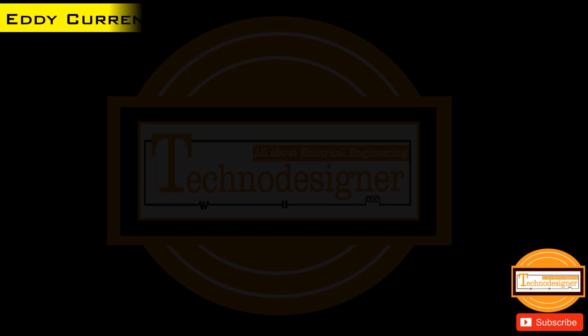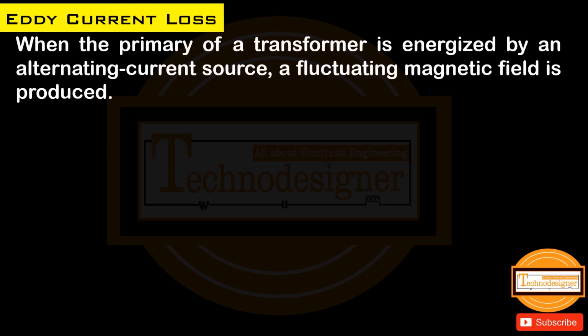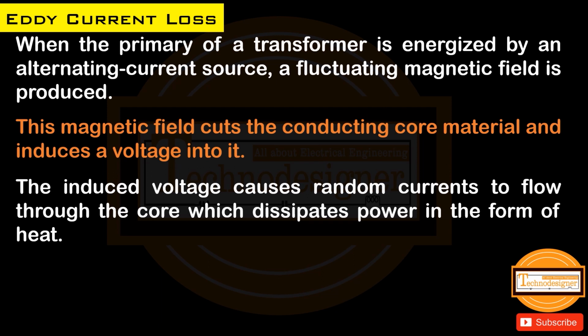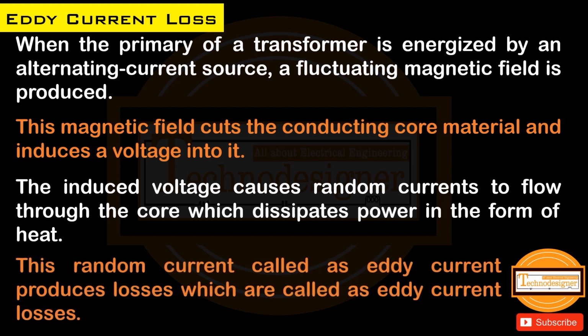Eddy current loss. When the primary of a transformer is energized by an alternating current source, a fluctuating magnetic field is produced. This magnetic field cuts the conducting core material and induces a voltage into it. The induced voltage causes random currents to flow through the core, which dissipates power in the form of heat. This random current, called eddy current, produces losses which are called eddy current losses.